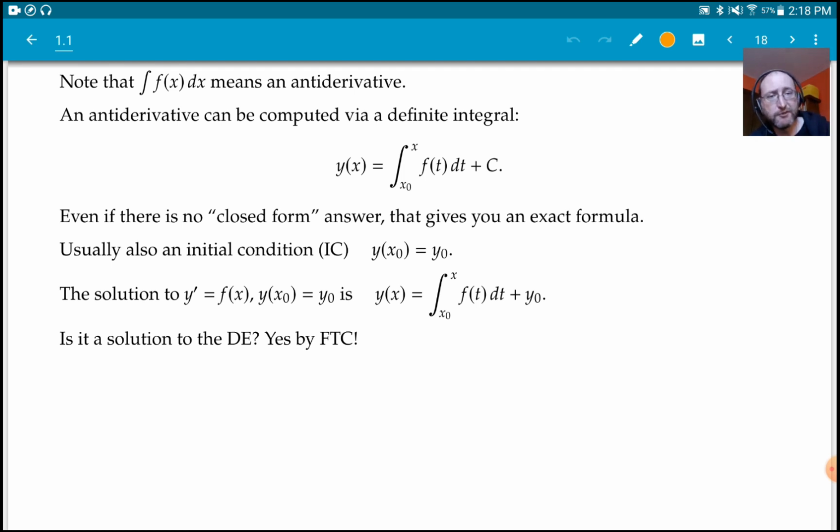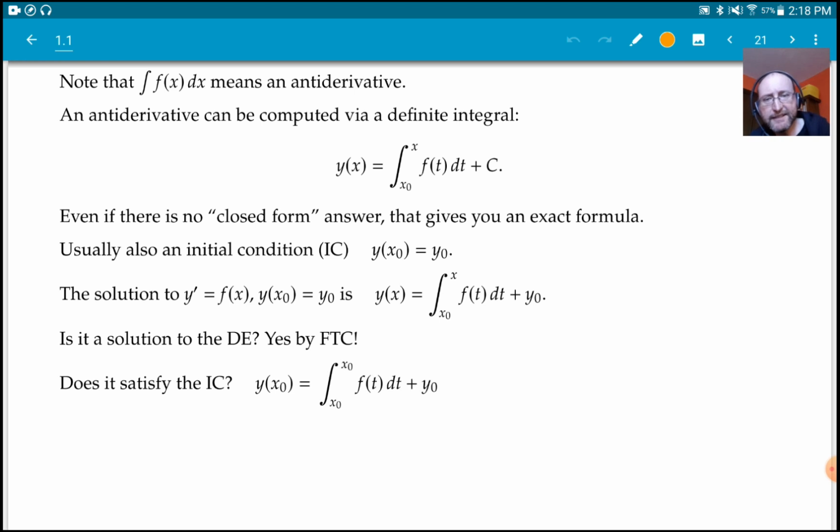When you differentiate, the fundamental theorem of calculus tells you precisely that the derivative of this guy in terms of x is f. And this is a constant, so again, it goes away when you differentiate. Does it satisfy the initial condition? Well, just plug in, right? Plug in x naught for x. We're trying to get y of x naught, so that's what we're going to do with this formula.